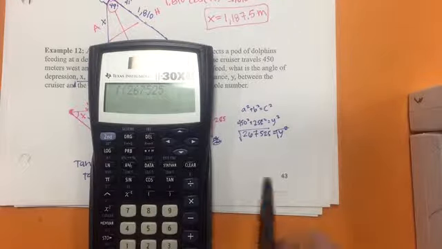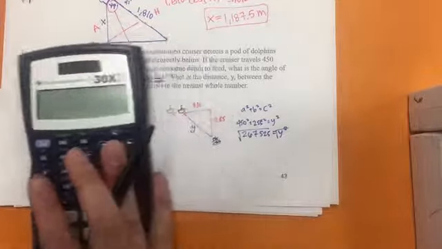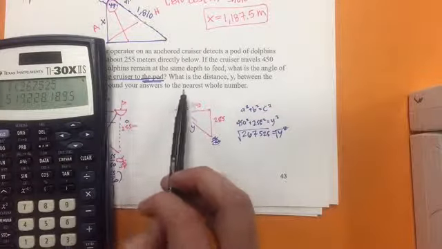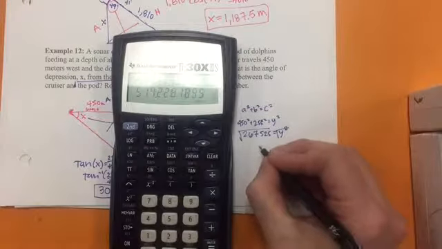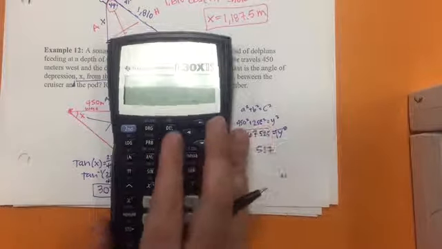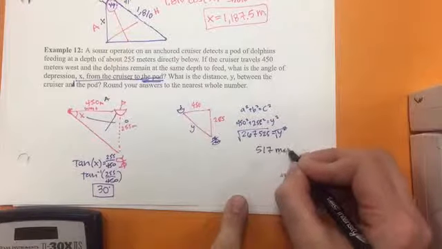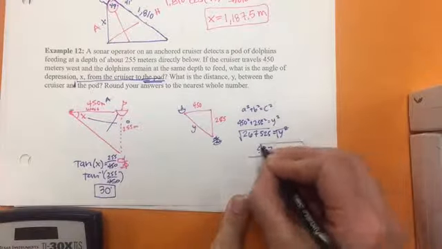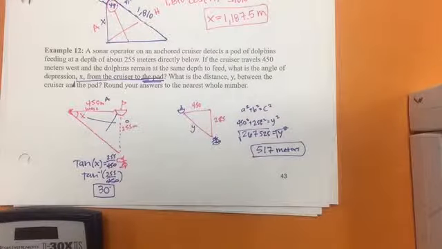Second square root. 267,525, and we get 517.2. Round your answer to the nearest whole number. Whole number would just be 517. Is it meters or feet? Meters. That question's done. The end. Good job, you guys. We did it.